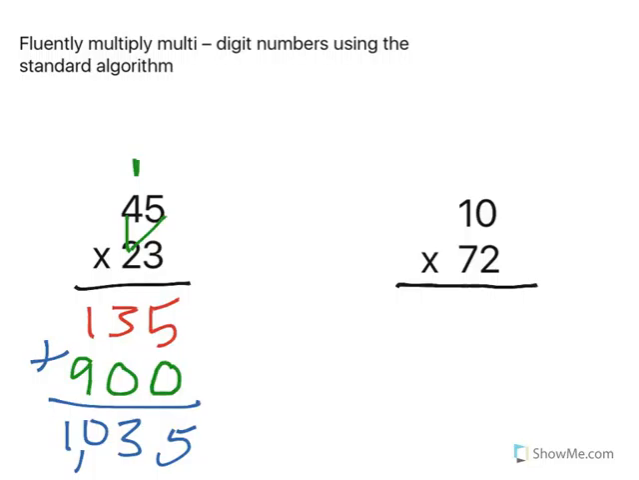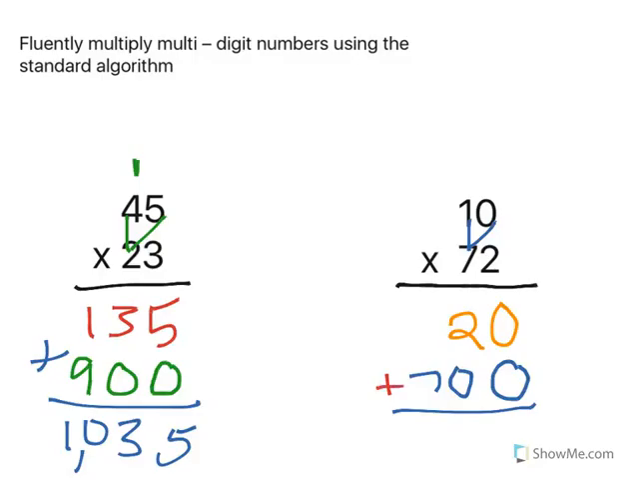We have to start with the 2. So we have 2 times 0 is 0. 2 times 1 is 2. Now we're going on to the 7, so we add another 0 here. And then we have 7 times 0, which is 0. Then 7 times 1, which is 7. Add these two together to get 0 plus 0 is 0. 0 plus 2 is 2. 7 plus 0 is 7. So the answer is 720.